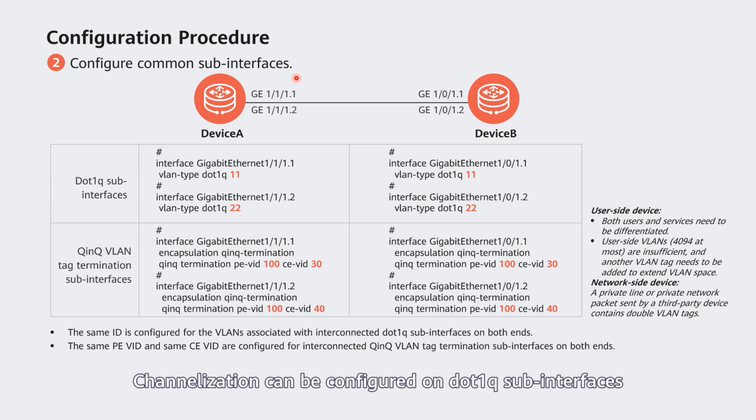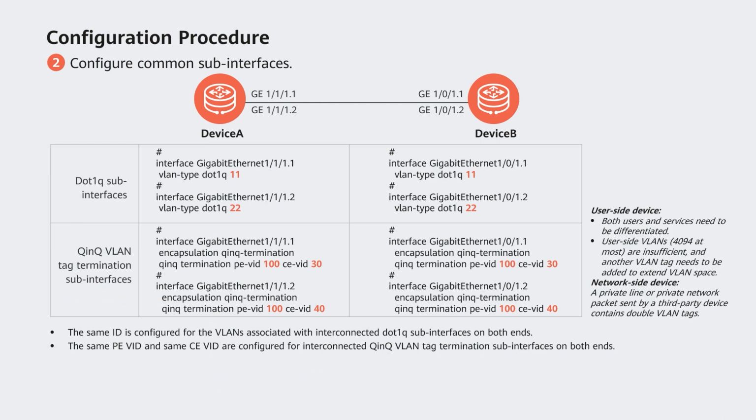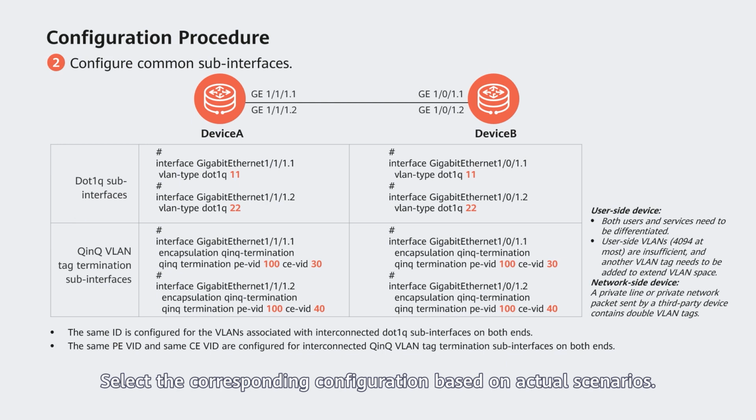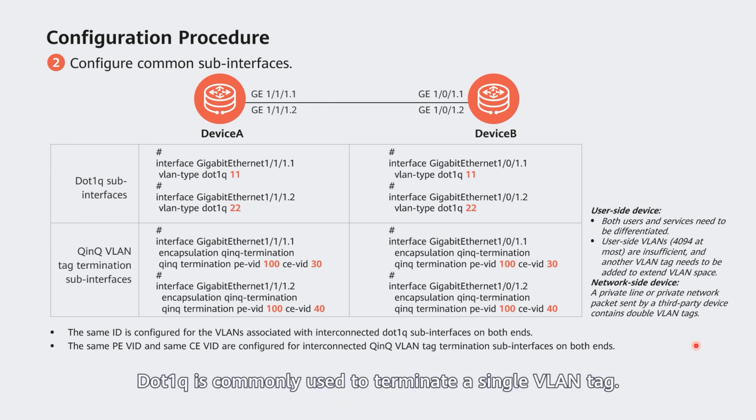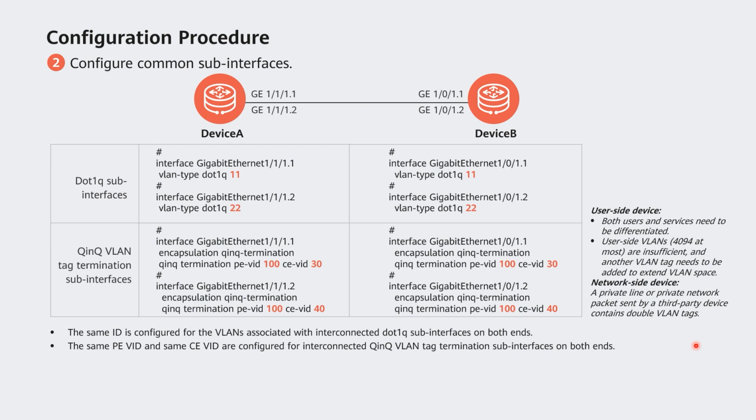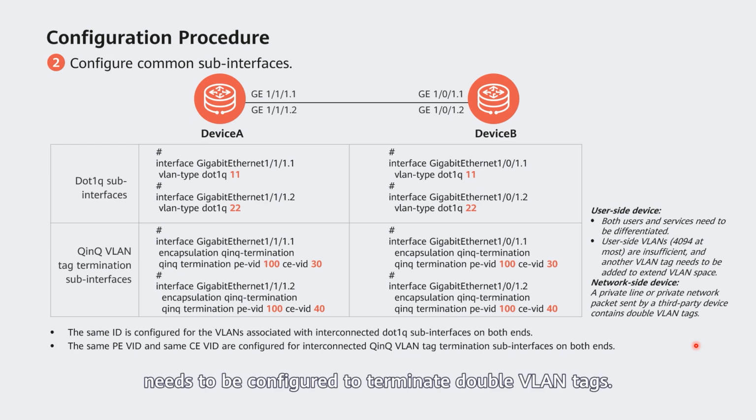Channelization can be configured on .1Q subinterfaces and Q-in-Q VLAN tag termination subinterfaces. Select the corresponding configuration based on actual scenarios. .1Q is commonly used to terminate a single VLAN tag. In some instances, a Q-in-Q VLAN tag termination subinterface needs to be configured to terminate double VLAN tags.